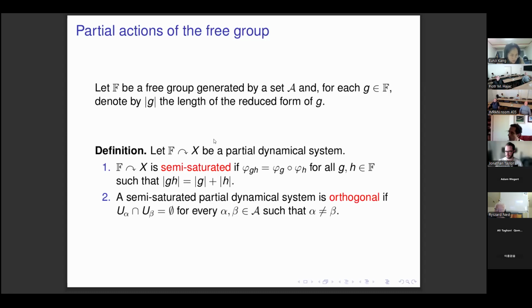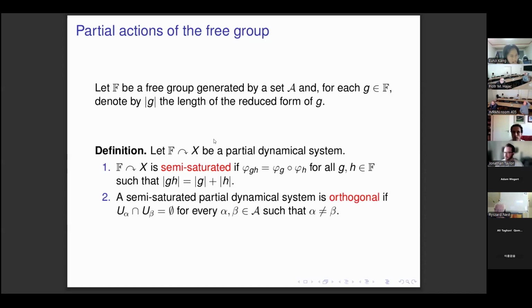So when is that going to be? Well, if you choose just one local homeomorphism for each of the parts of the disjoint union, then you can generate a partial action of the free group, same saturated. Once you know how the generators work, there's only one way of extending it. So that's your structure, right? For each one, you pick a homeomorphism.